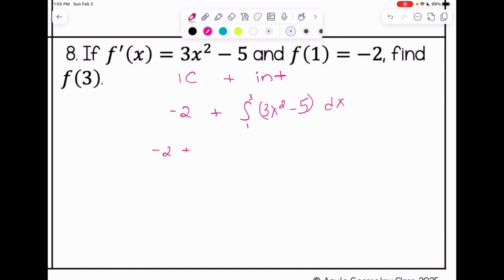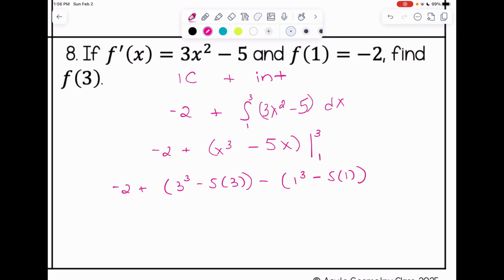All right, if we integrate that, we are going to get 3x cubed over 3, which is really x cubed, minus 5x, and we're going to evaluate that using our bounds. So I'm going to be plugging in 3, then I'm going to be plugging in 1, and when I simplify this whole entire expression here, I'm going to get 14. Hopefully this lesson helps you understand a little bit more about the fundamental theorem of calculus and how to evaluate definite integrals.